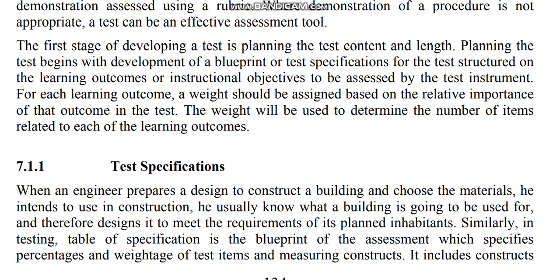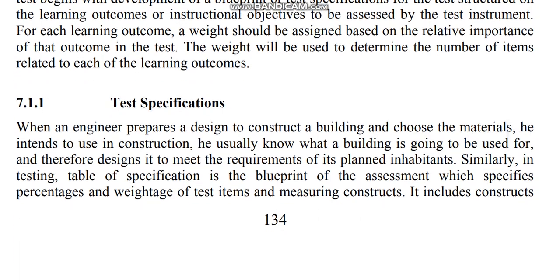Next, we have test specifications. When an engineer prepares a design to construct a building and chooses the materials he intends to use in construction, he usually knows what the building is going to be used for and therefore designs it to meet the requirements of its planned inhabitants. Similarly, in testing, the table of specification is the blueprint of the assessment, which specifies the percentage and weightage of test items and measuring constructs.